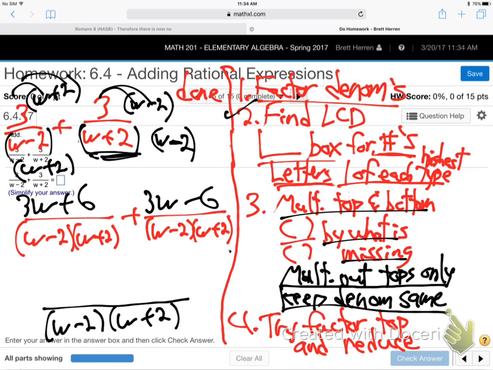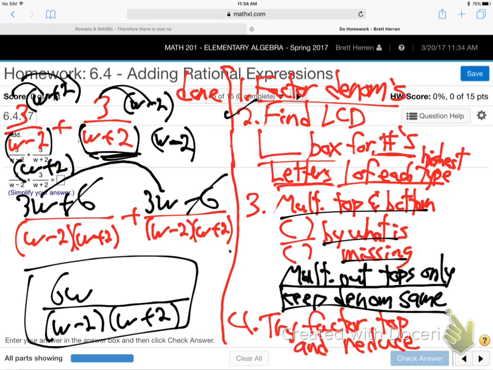But the tops are going to add. 3W and 3W? 9W squared? We're adding, not multiplying, right? Adding. 3W and 3W? 6W. And 6 and minus 6? Zero. Those are gone. So just 3W and 3W make 6W. And we're done. That's our answer.